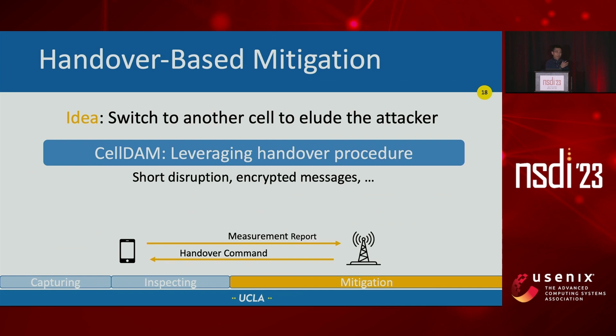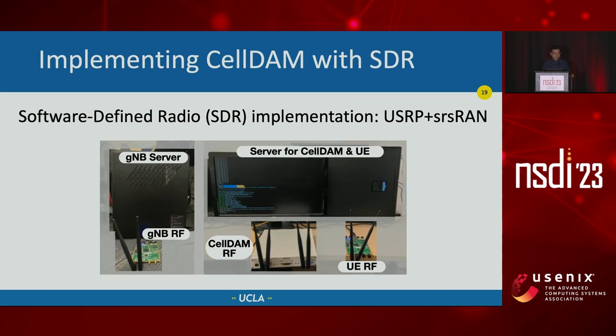And if you have the firmware access, then it's pretty easy, because you simply have to send a measurement report to trigger a handover. But if not, we also use our security hub to send some noise to affect the measurement results so that it will trigger a handover later as well. So it doesn't require any root privilege. We implement our solution, CellDAM, with software-defined radio. We have the implementation using the USRP boards and SRS RAN.